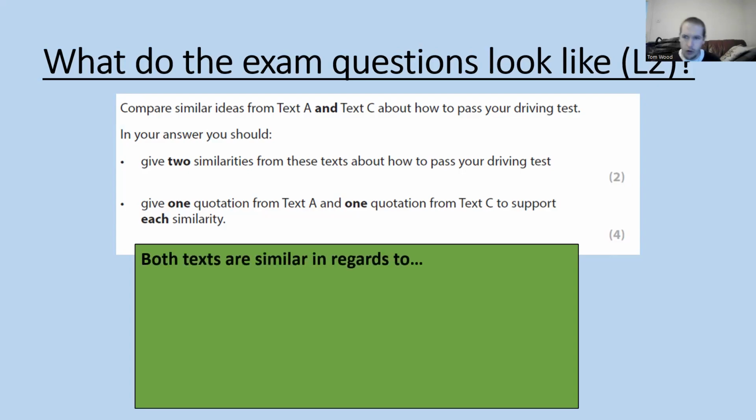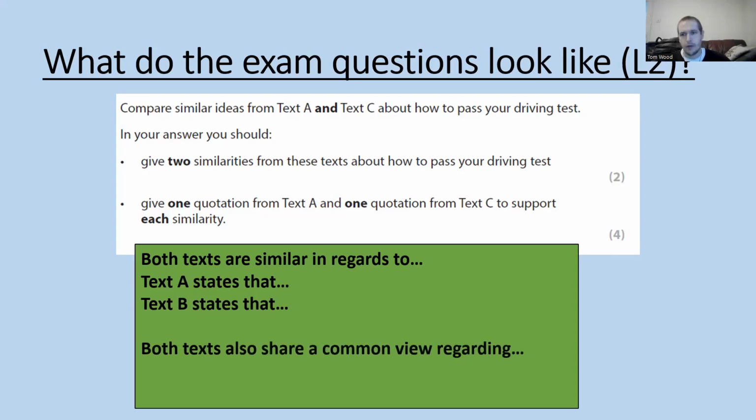So to structure this question, and this is the structure we want to use every single time, we start off: both texts are similar in regards to our first point. So both texts are similar in regards to, they both say that doing extra lessons is a good idea. Text A states that, and then we put our direct quote. Text B states that, and we put our direct quote. Obviously here it's text A and text C.